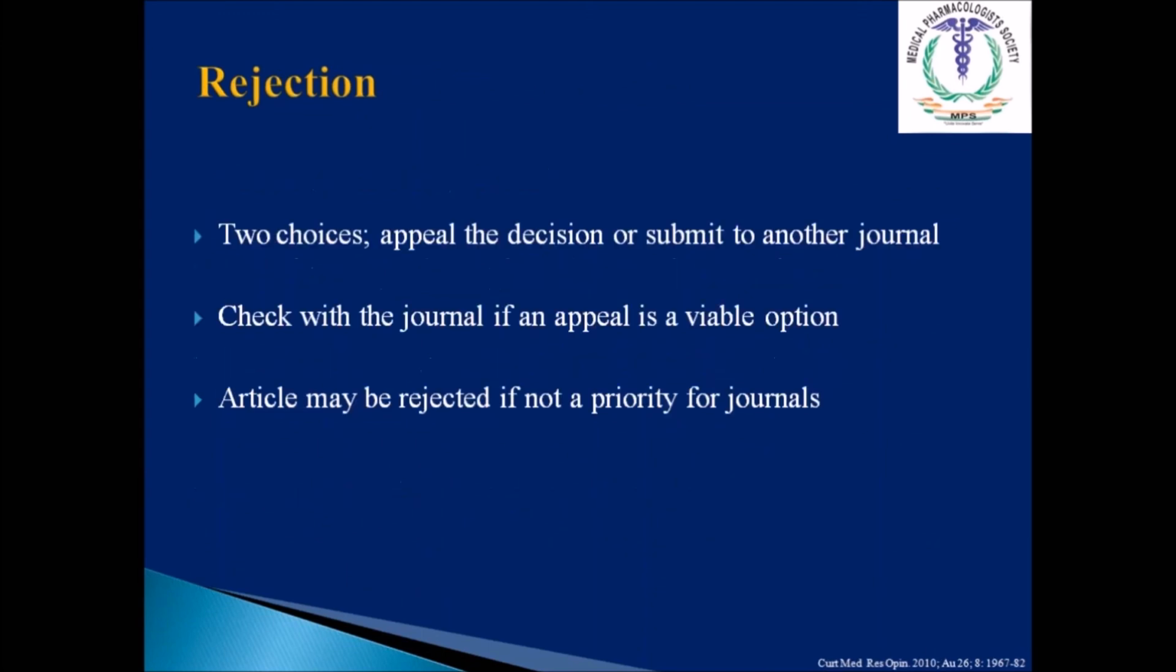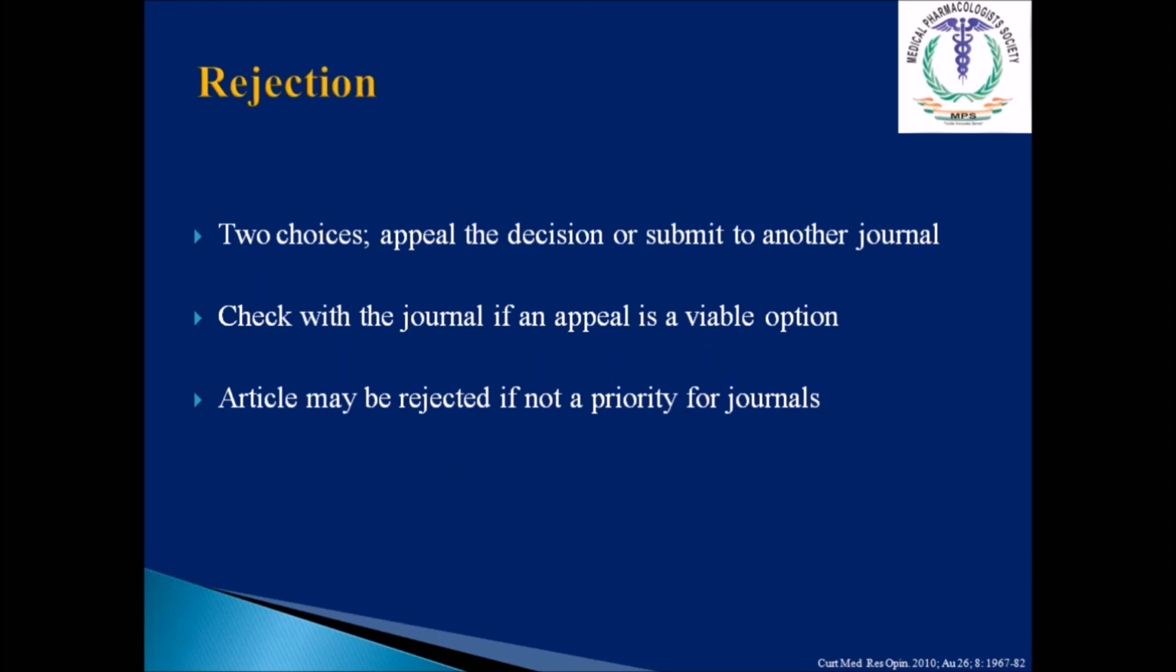So if your paper gets rejected, there are two choices. Either you appeal the decision or you submit to another journal. Now, if you want to appeal the decision, you have to check whether the appeal is a viable option with that journal. Many of the journals will say that the editor's decision is the final decision. So you don't have a choice to appeal, so you have to go to another journal.